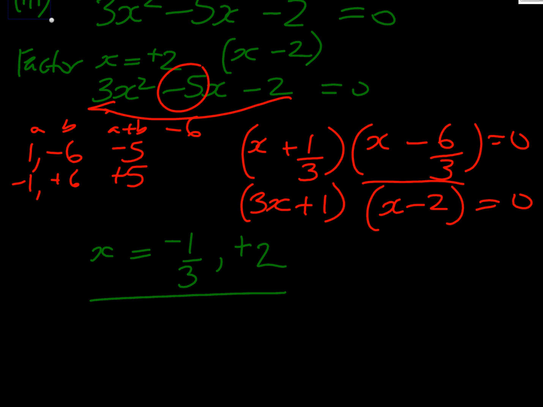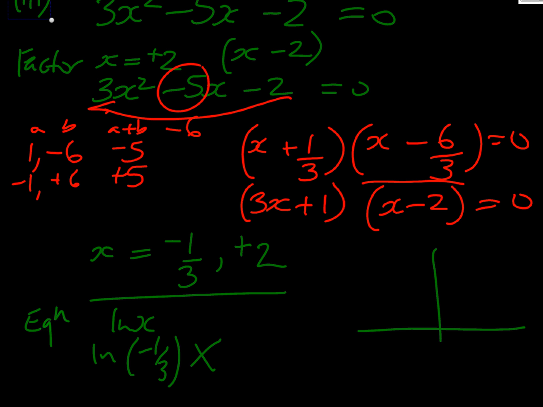Marks for that. So why is it that only one of these is valid? Well, our original equation was in terms of the log of x, wasn't it? And log of minus 1/3 does not exist. Yeah, because our curve for a log goes like that. It's never in the 3rd and 4th quadrants.